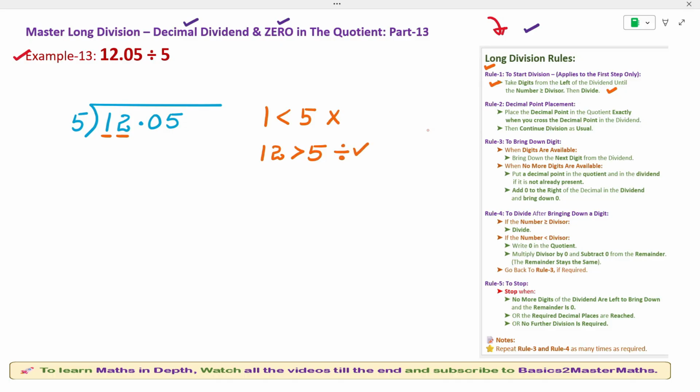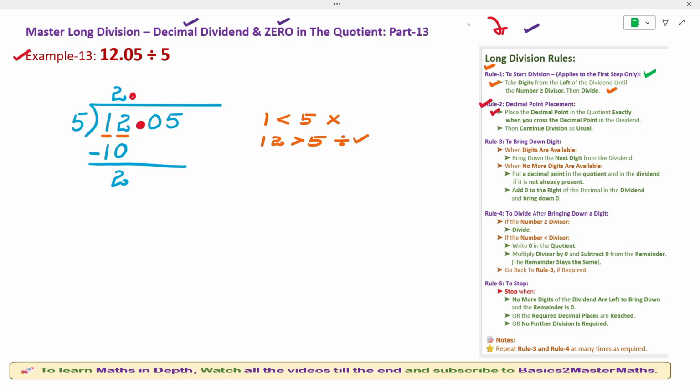So, divide. 5 twos are 10. So, you will get 2 as the remainder. Now, rule 1 is complete. Now, we have reached the decimal point in the dividend. So, as per rule 2, place the decimal point in the quotient and continue the division as usual. Now, rule 2 is complete.